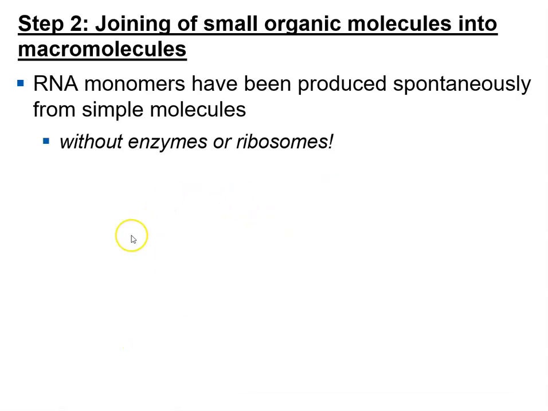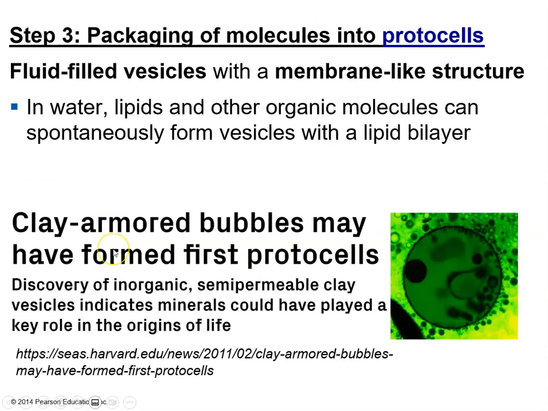So now we've seen how inorganic molecules can be made into organic, and those small building blocks of organic molecules can be used to build RNA, which is a hereditary molecule that contains genetic information. So the next step is hypothesized to be that the RNA molecules would be packed into a protocell. A protocell is a fluid-filled vesicle with a membrane-like structure. Think of proto meaning like just before cells. So this isn't really the cell just yet. It's the thing that came before the cell. It has that membrane to separate it from the external environment.